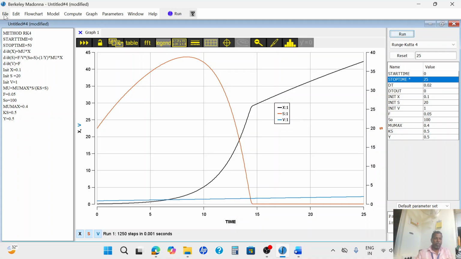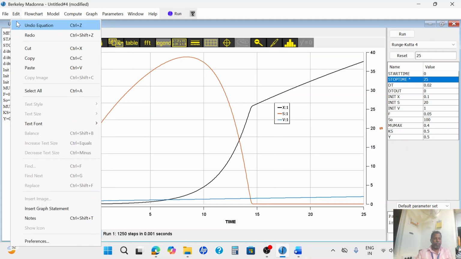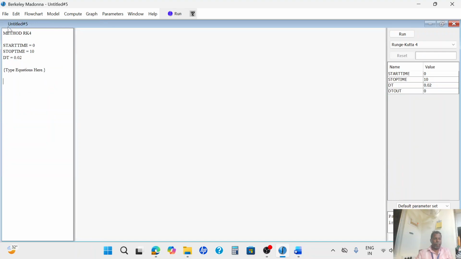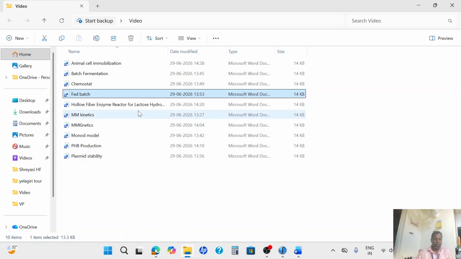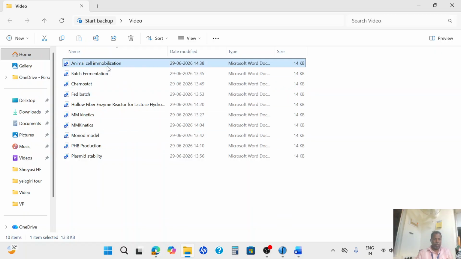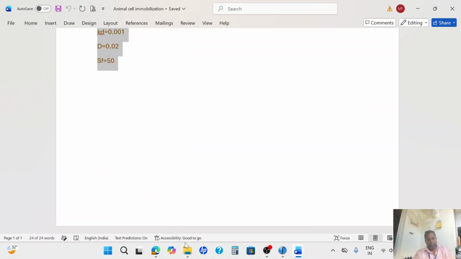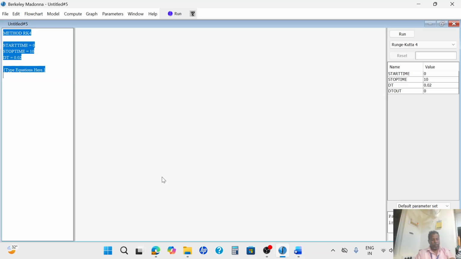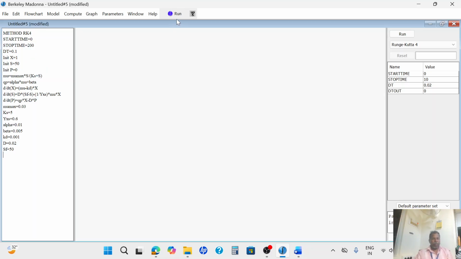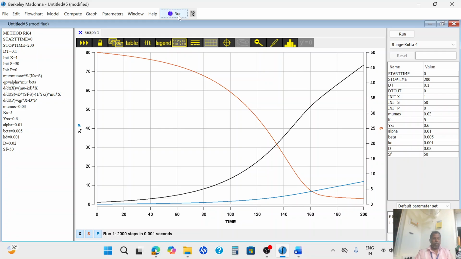Let's try another example for an immobilized system, immobilization of animal cells. In this, so this is the way we will get the results for the immobilization.